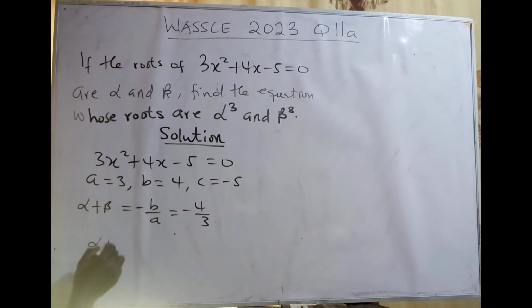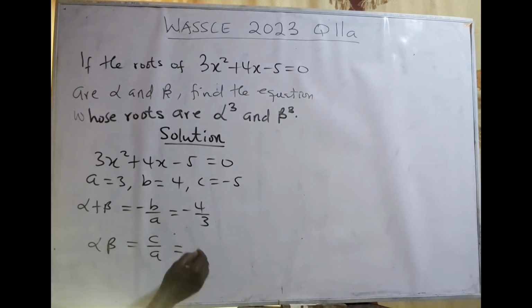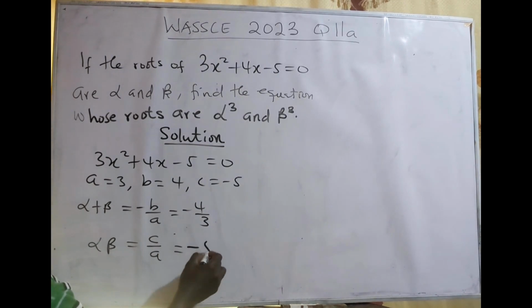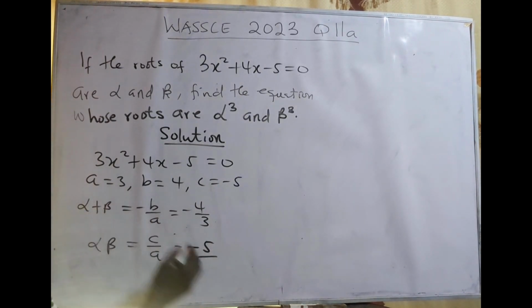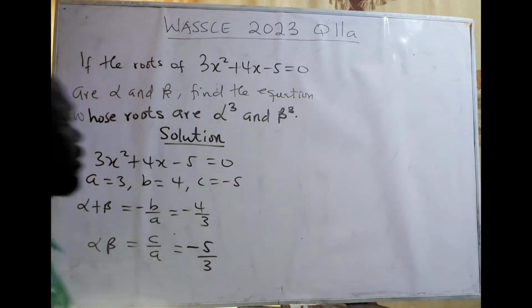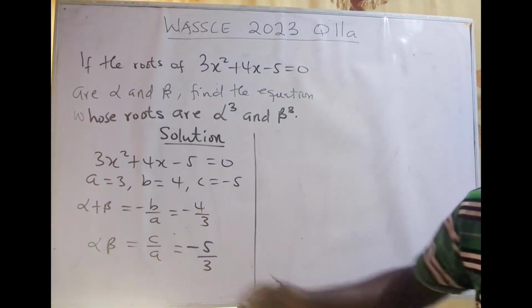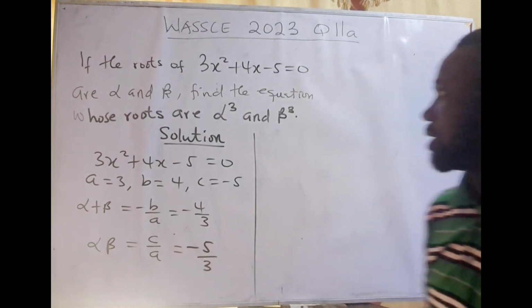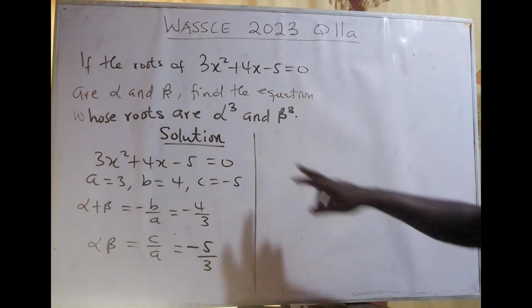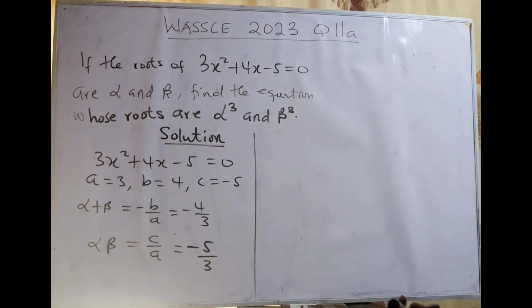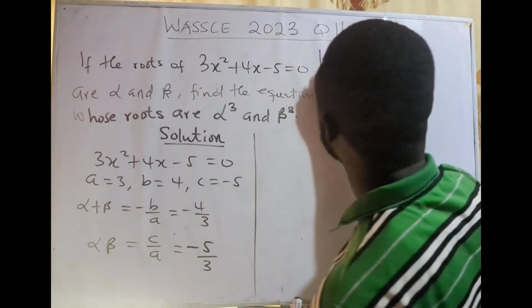And then what is the product? Alpha beta, which is c on a. What is my c? My c is negative 5. And what is my a? My a is 3. So that will give me minus 5 on 3. Okay. So we have been able to get alpha plus beta and alpha beta from here. But we are going to find the equation whose roots are alpha cube and beta cube.